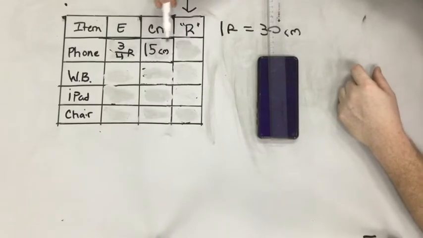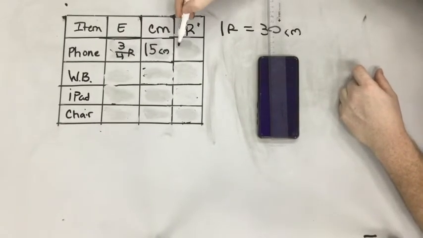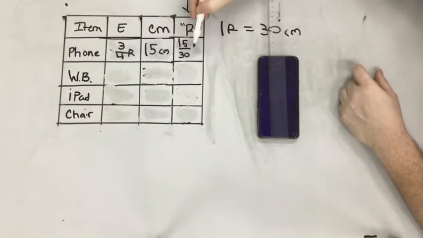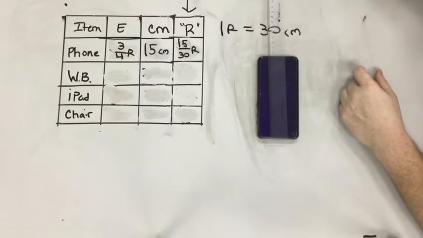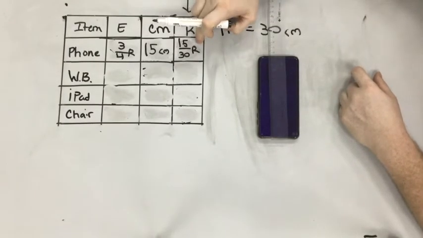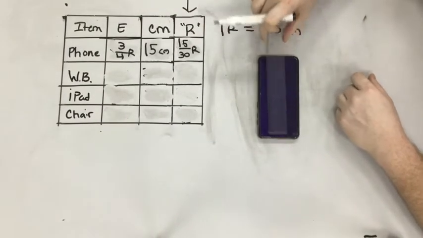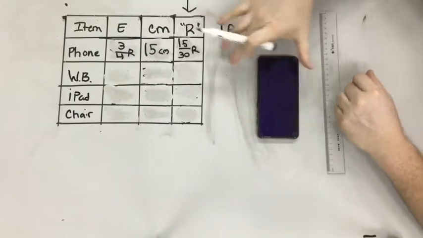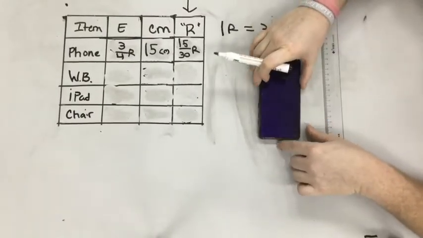Now, if I convert 15 cm to R, it's less than 1, so I would write 15 over 30 R, because 30 cm is 1 R. So here we have 30, we have 15. So this is the fraction that represents the length of this phone.